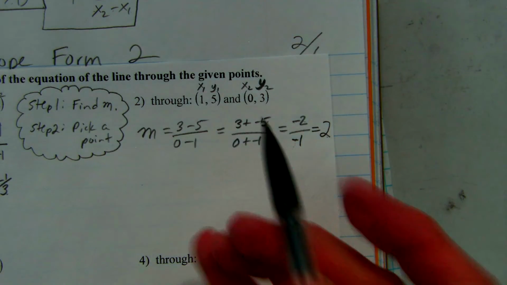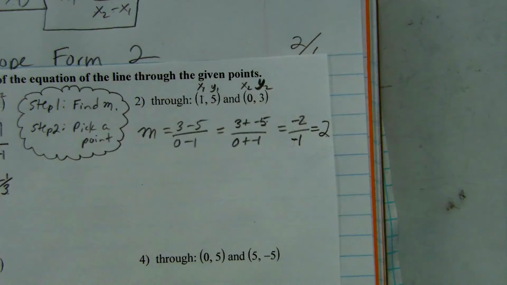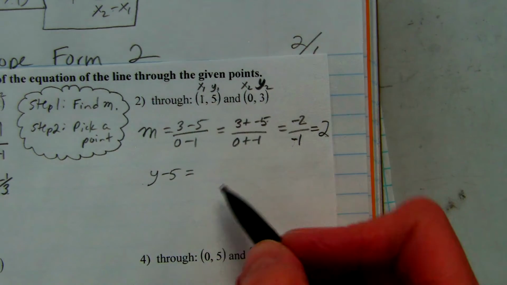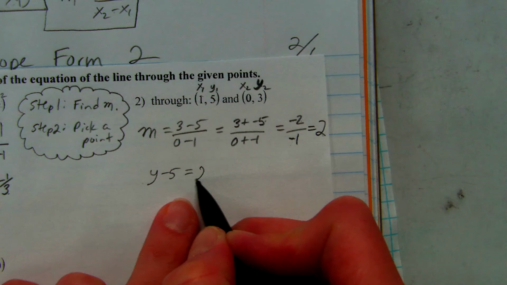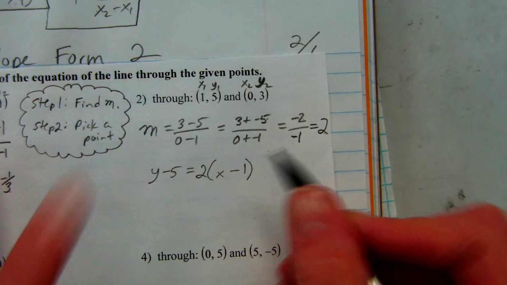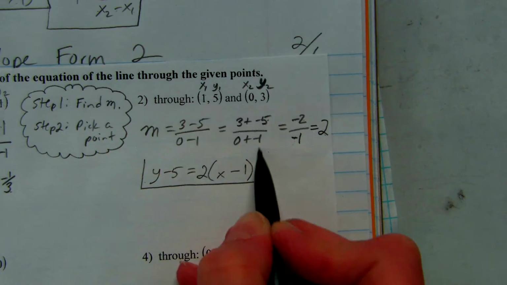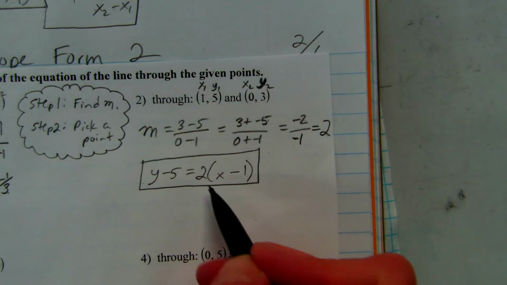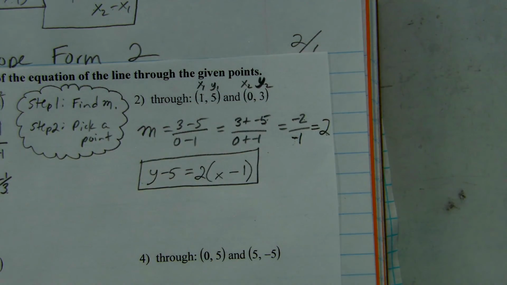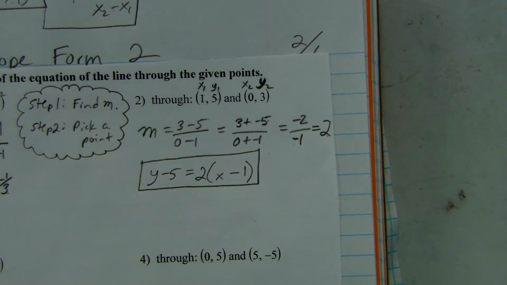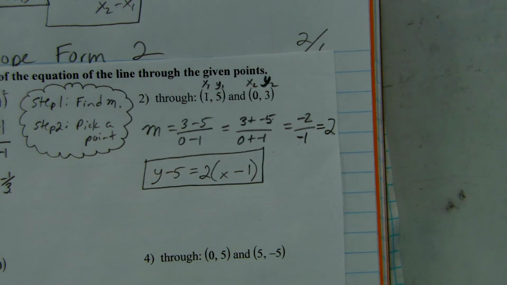And then I'm just going to go ahead and use this first point in my point slope form. So we'd have y minus 5 equals my slope from over here, 2, and then x minus 1 from over here. And for point slope form, that's all I have to do. The only thing we're going to add to this is on some of them, they're going to want you to distribute and do the stuff we were doing yesterday. But on the top part, we just have to do this only.